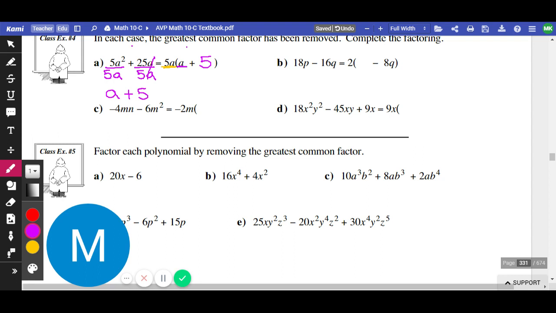For B, they've already identified the GCF for us. They've told us the GCF is a 2. We need to take that 2 out of the term to figure out what the remainder is, so we divide each thing by 2. They've already done the second one for us, negative 8q. The first one they've left blank. If you look at 18p divided by 2, 18 divided by 2 is 9. P is p. So it's 9p.